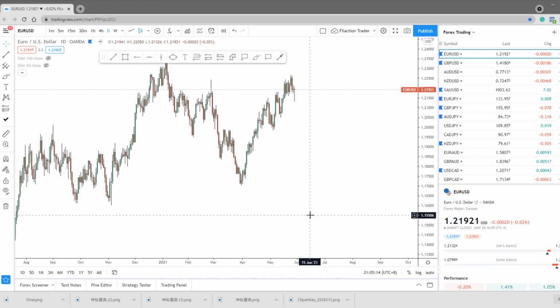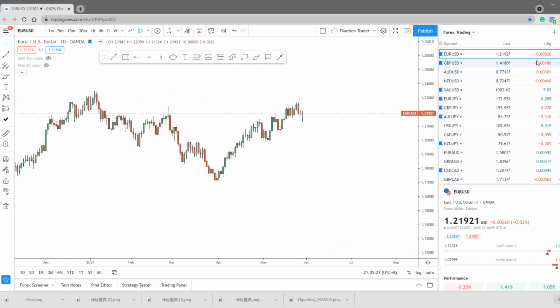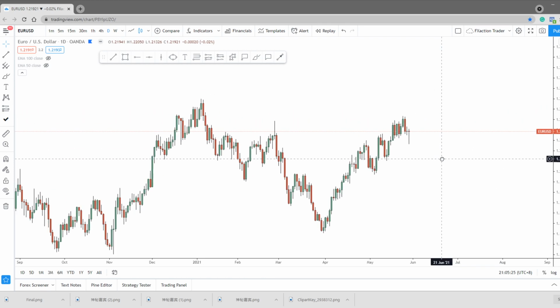So let us start with this euro dollar pair. By looking at the daily chart last week, remember that I mentioned that this pair is still in a very strong bullish condition, a very strong uptrend, where we keep on seeing the market making higher highs and higher lows. So what are we going to trade this week?